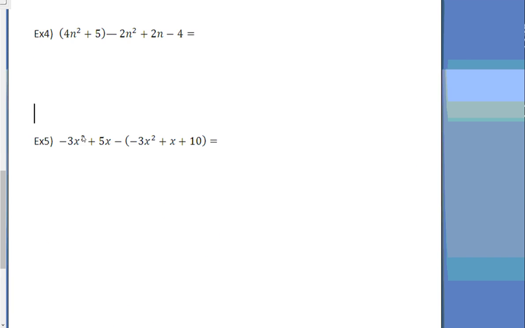Example 4. What I want to do first is get rid of the parentheses. Now, since there's an imaginary 1 out here, there's really nothing to do inside that parentheses. So my first thing is I'm just going to write the number. So this is 4n squared plus 5 minus 2n squared plus 2n minus 4. So just drop the parentheses. Chunk it. Look at each chunk separately.